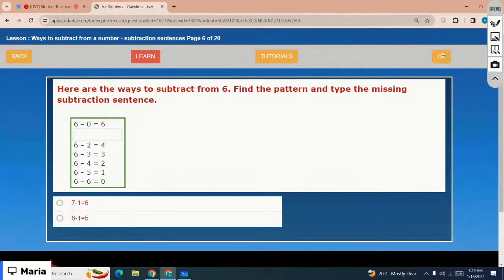The next one is: here are the ways to subtract from 6. Find the pattern and type the missing subtraction sentence. So which is the correct option?